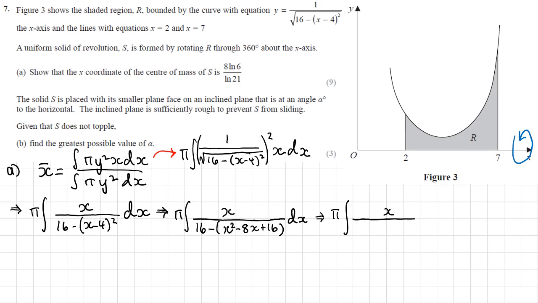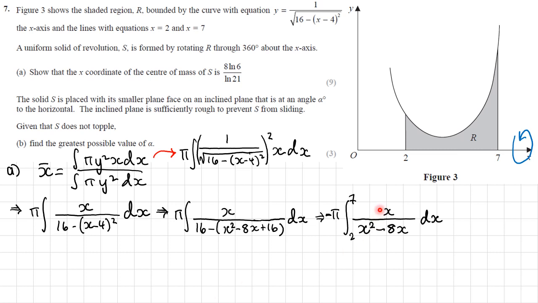Now I'm going to take the minus across here like this. So I'll now have x squared. Now I would have had plus 8x, so it's going to be minus 8x. And the 16 minus 16, that cancels out. So it's now about finding this integral here between these limits of 2 and 7.